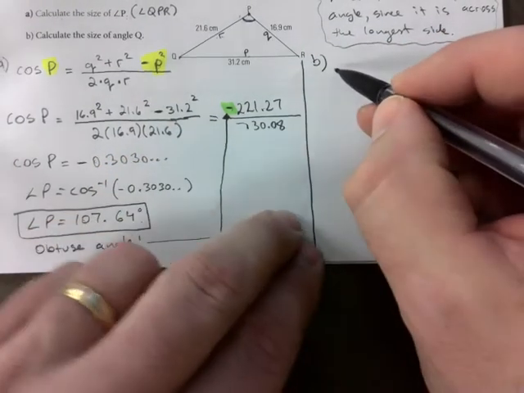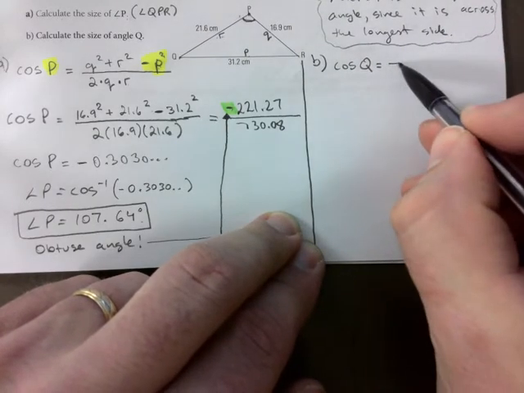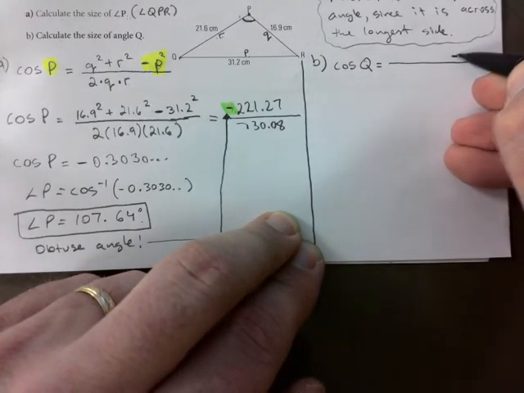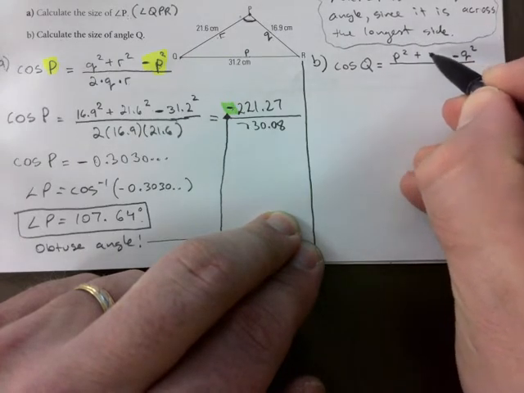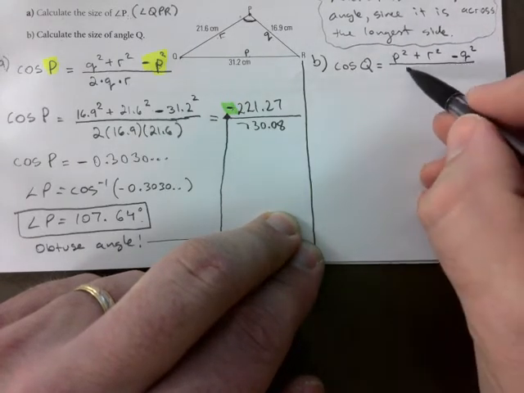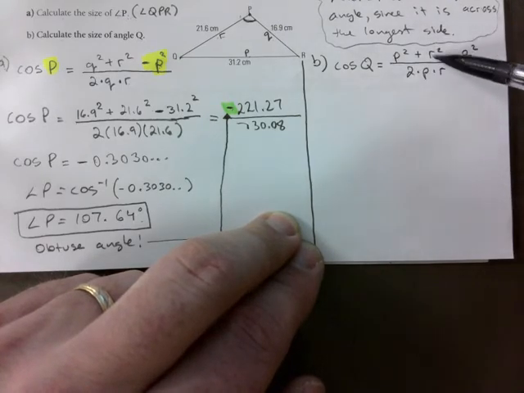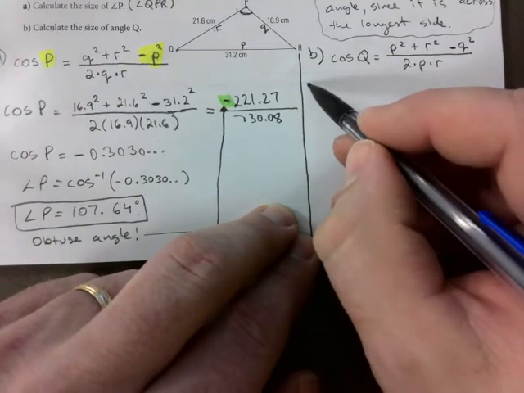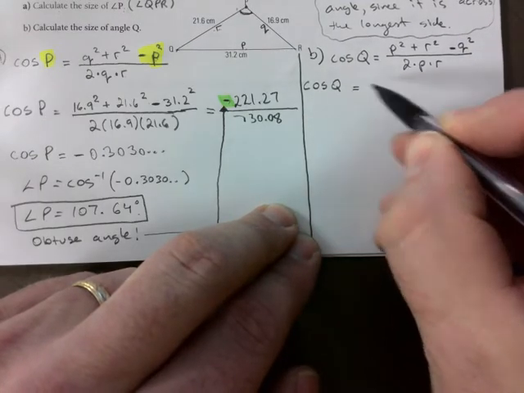So I'm going to go cosine of Q. The first side I'm going to write down on the other side is minus Q squared. And then the other one would be P and R, right? So P squared and R squared go there. 2 times P times R. You see that pattern? I hope you see the pattern. Okay. Next line, make sure you write cosine of that angle a couple times.